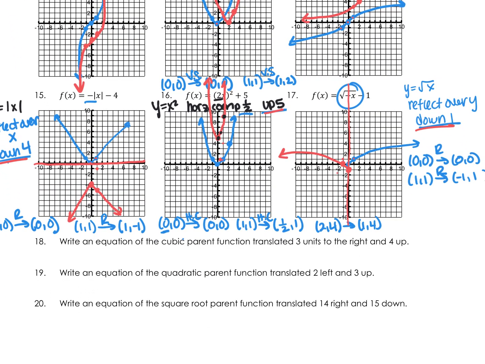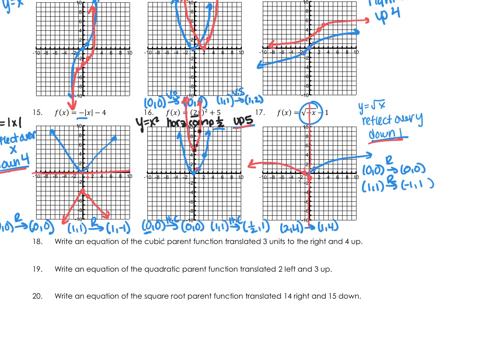All right, for these questions here, we're writing an equation of a parent function. They're describing it and we're writing the equation. So the cubic parent function is y equals x cubed. And then we want to go 3 units to the right and 4 up. So the right will be inside. And remember, it's opposite, so we'll say -3 to make it go right 3. And then the +4 will go on the outside because it's up. So this will be our answer.